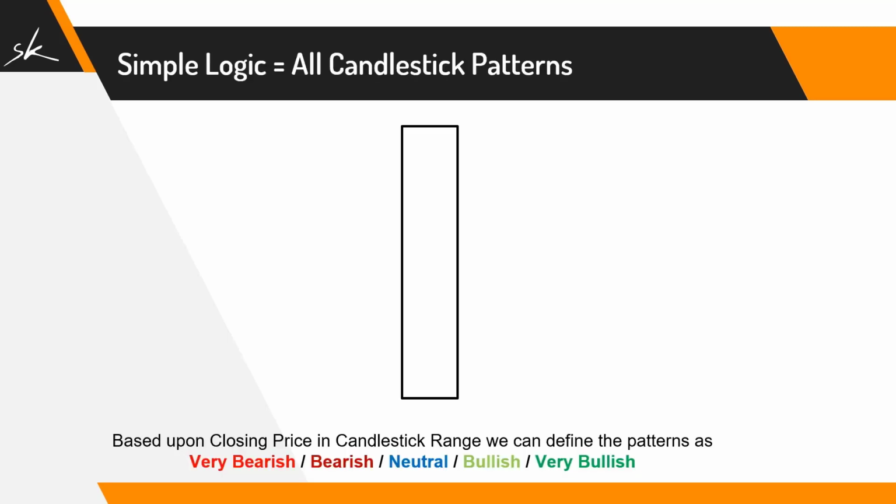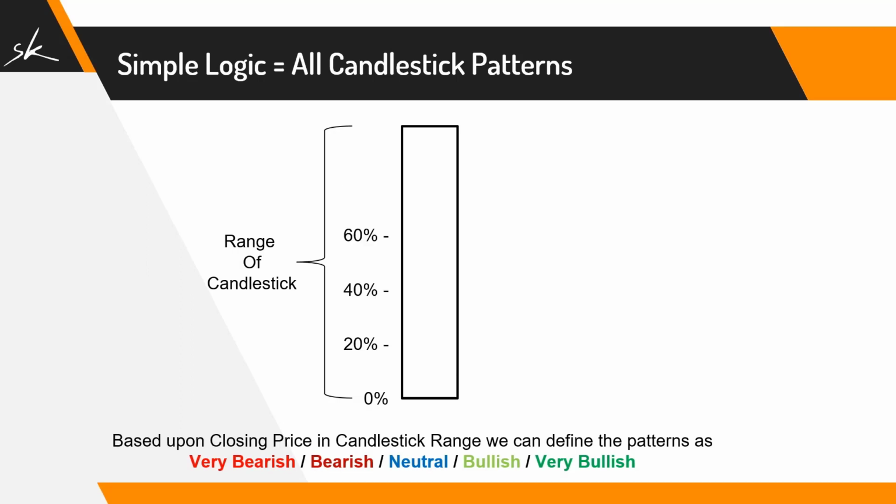or bearish. The simple logic is, by understanding the closing price of a candle compared to the candle range, we can identify any candle as very bearish, bearish, neutral, bullish or very bullish. We will divide the range of the candle low to the high into 5 equal parts. These 5 divisions will be 0 to 20%, 20 to 40%, 40 to 60%, 60 to 80% and 80 to 100%. Now we will compare the closing price with the candle range.